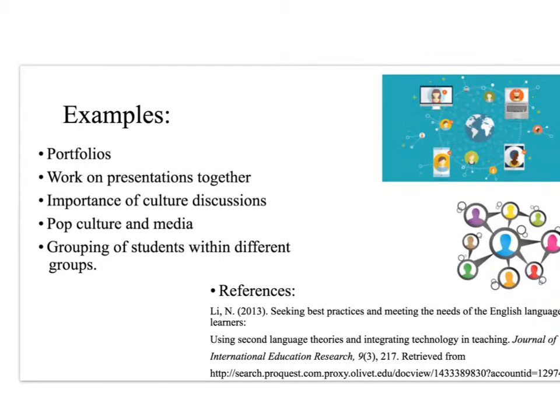Some examples of social collaboration are allowing students to work on portfolios of all their work, and also working on presentations together as partners. Discuss the importance of culture. Include pop culture and media and things that students can relate to. And then the grouping of students within different cultures. This is all important for social collaboration.